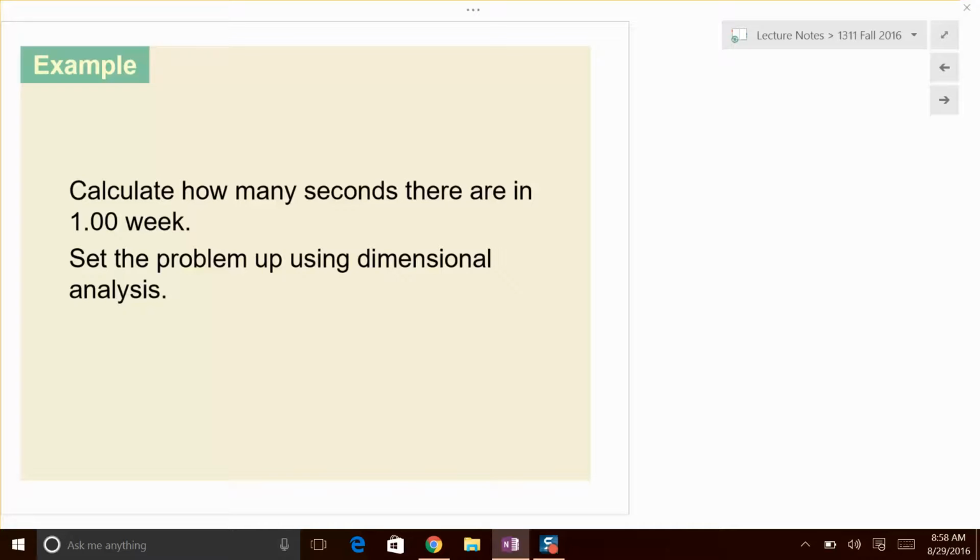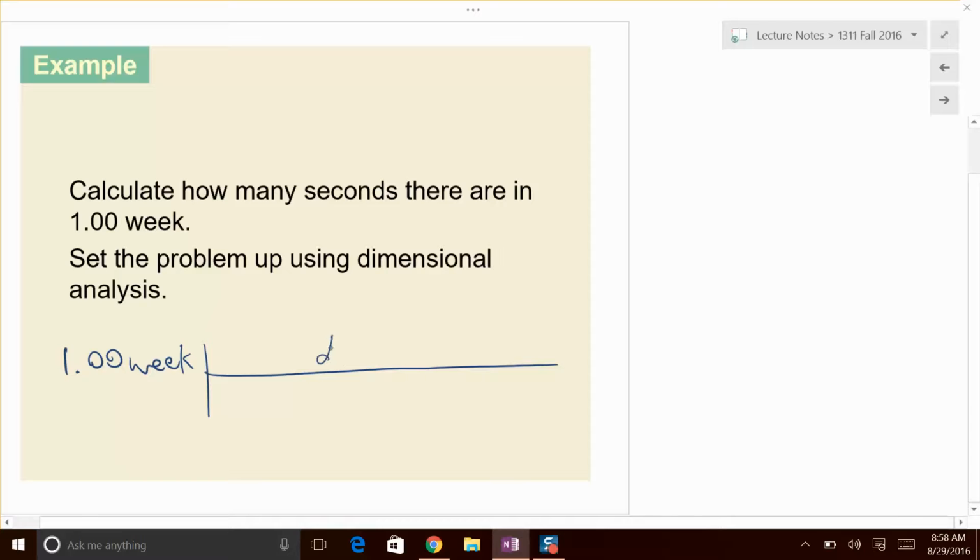How many seconds are there in 1 week? Okay, so seconds, we have 1 week. And it just says set up the dimensional analysis. Okay, so we're going to go from week to what? Days. To days. Hours. Minutes. To seconds. Right?